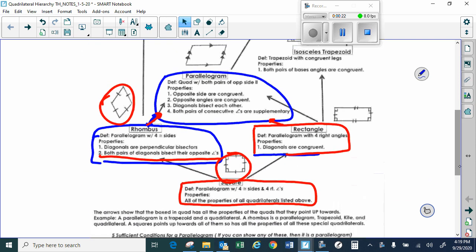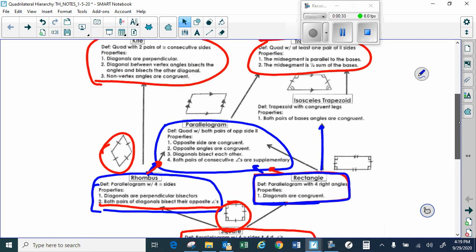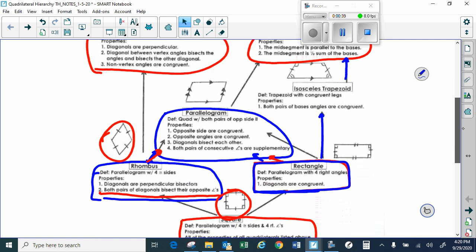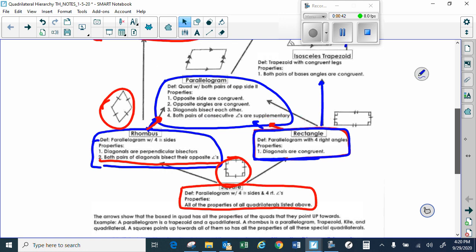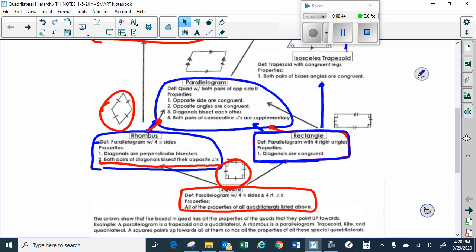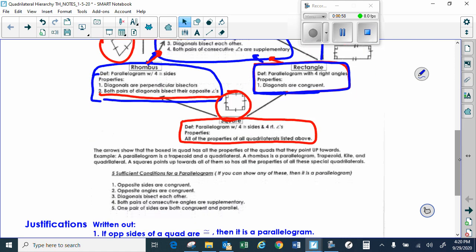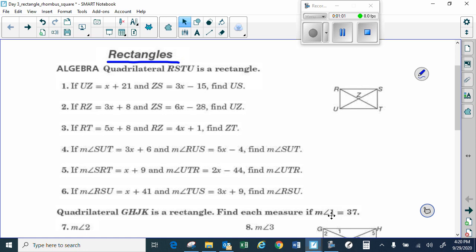rectangles. Remember, everything that's true of a rectangle, its definition plus its properties, also includes everything dealing with parallelograms, isosceles trapezoids, and trapezoids. So all these properties are true for a rectangle. So don't get caught only looking necessarily at the rectangle information. You may only need that, but you may have to use something from the parallelogram or isosceles trapezoid or trapezoid. Okay, it's probably going to be mostly from this. Okay, so UZ.